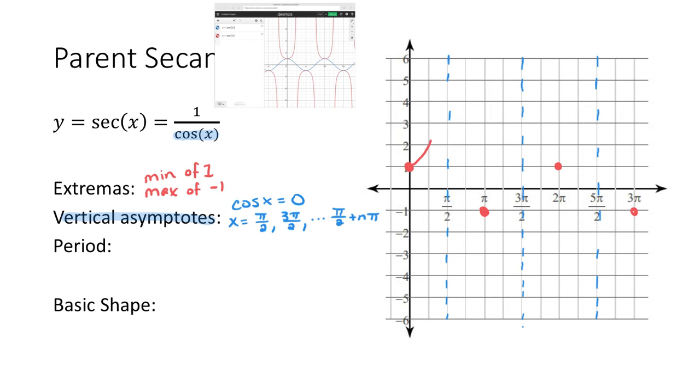I can draw my secant function, which kind of looks like u's, but they do have vertical asymptotes, so the two u's never actually cross into each other's domain.